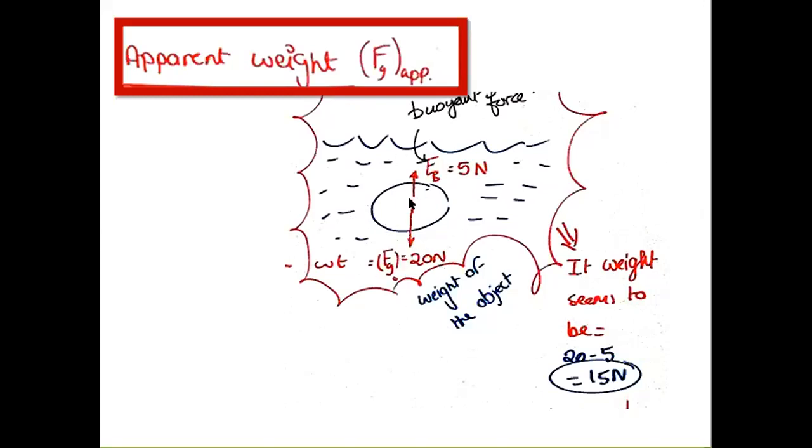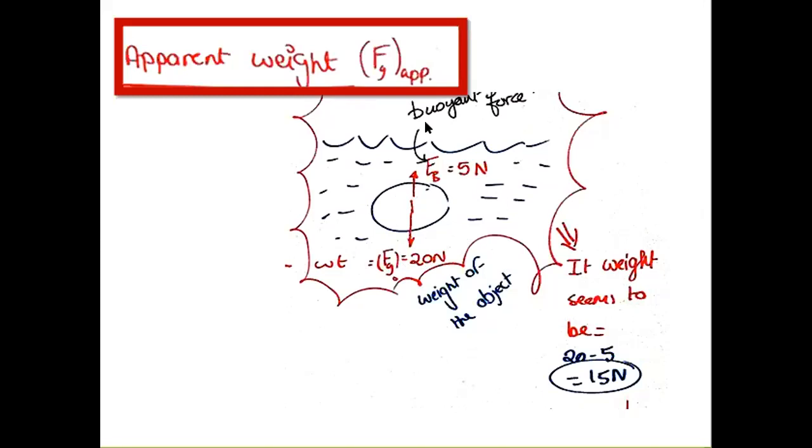Look at the diagram in the figure. We have the buoyant force acting upward, which is FB. For example, it's 5 newtons. And the weight of the object has the symbol FGO. FG means the force of gravity, which is the symbol of the weight, and O means the object. So FGO means the weight of the object. It's written in blue here. It's 20 newtons. And both are opposite to each other.